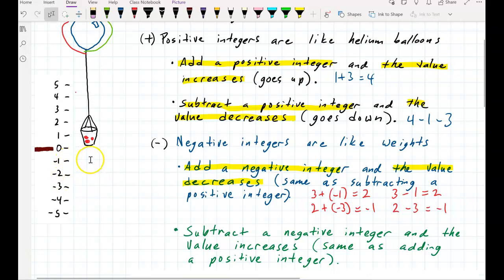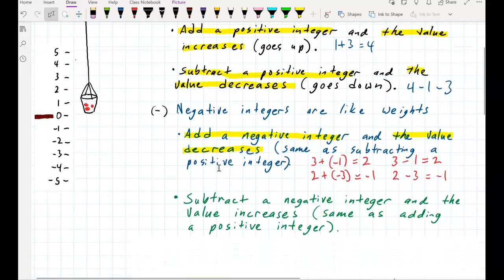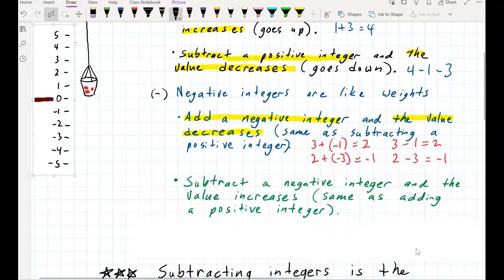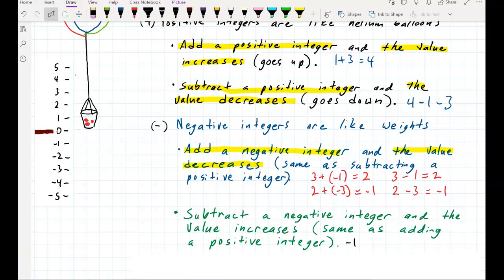Okay, as you can see, I took one of the weights away, and the cup, instead of sitting at negative 1, is now at 0. So, what does that mean? Well, that means that when I was at negative 1 and I subtracted negative 1, that put me at 0.